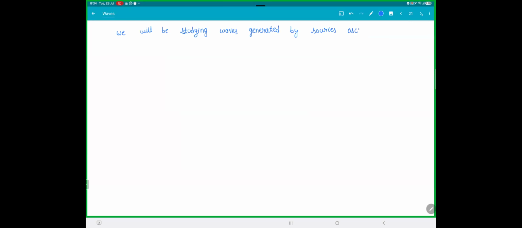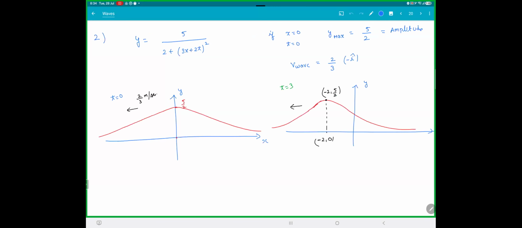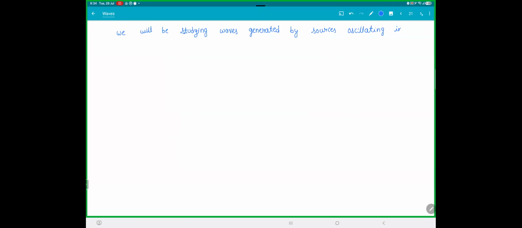That means all your wave equations will be sine and cos functions only henceforth. We will not see that exponential and we will not see these kinds of wave functions anymore. And even in that, we'll restrict. For transverse waves, we study waves on a string. This is what we have in our portion.